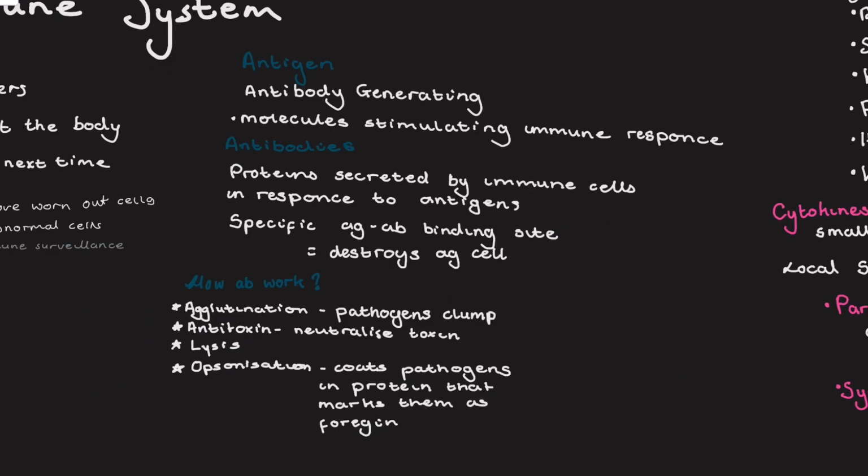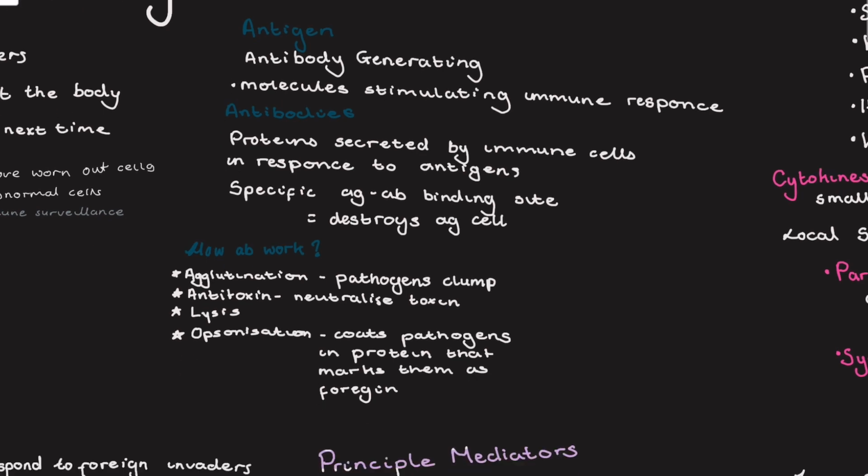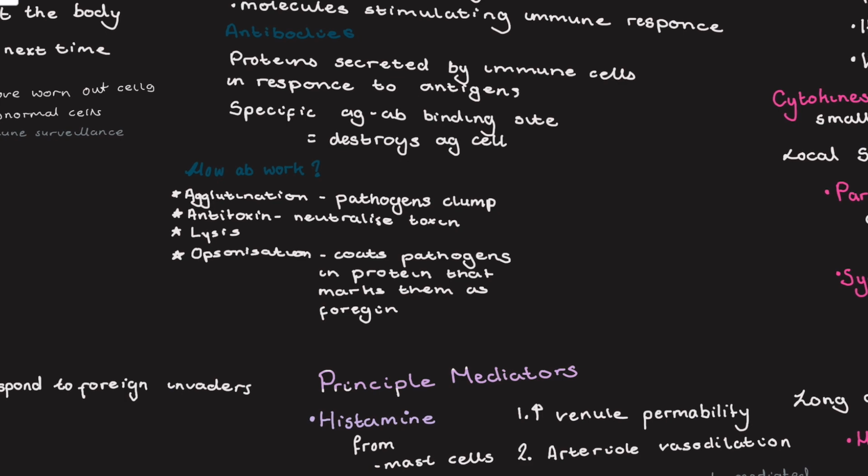Antigens are antibody generating molecules, and molecules such as proteins, glycoproteins or polysaccharides that are in the plasma membrane that can produce an immune response. Whereas antibodies are proteins secreted by the immune cells in response to an antigen. They have a unique antigen binding site and lead to the destruction of antigen-bearing cells.